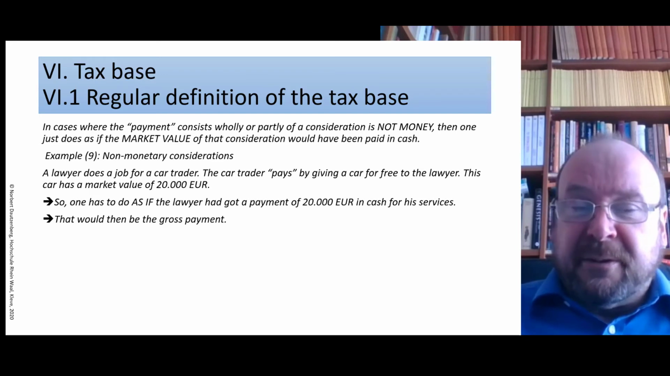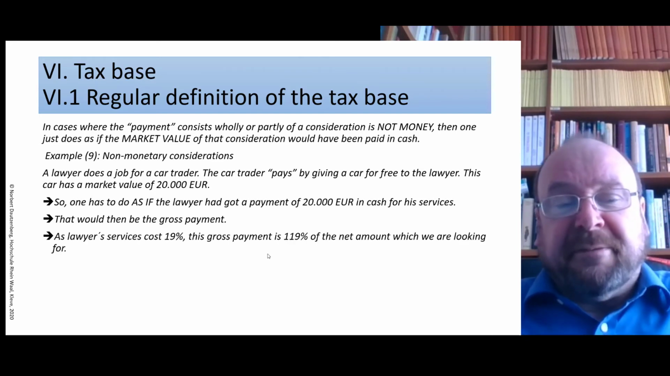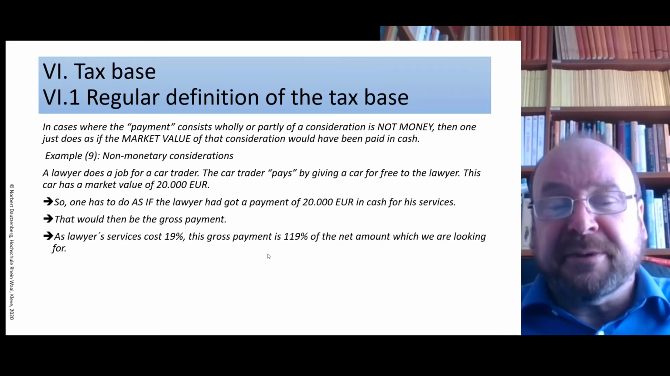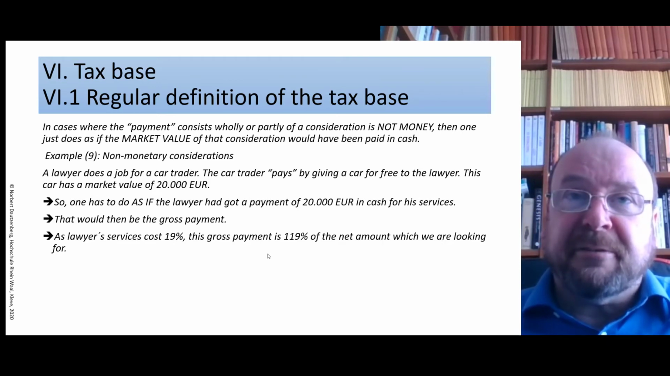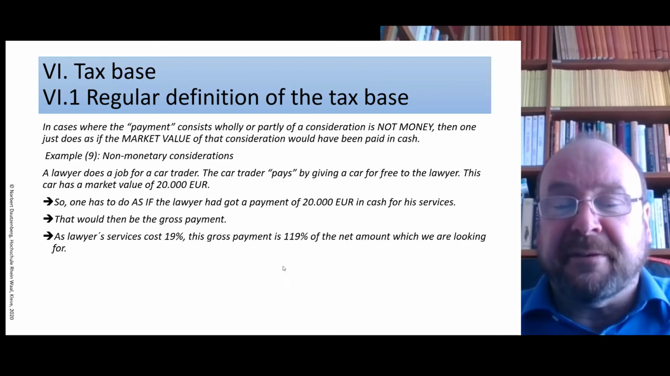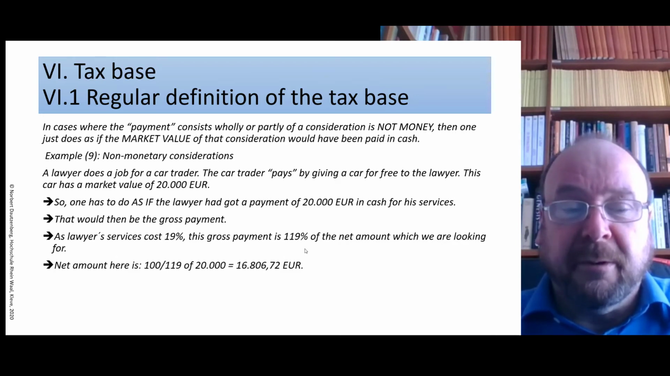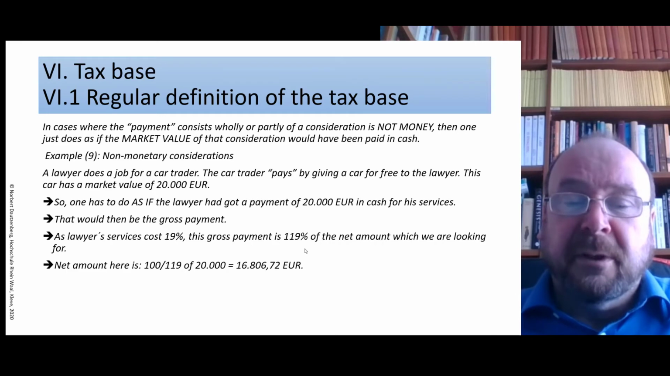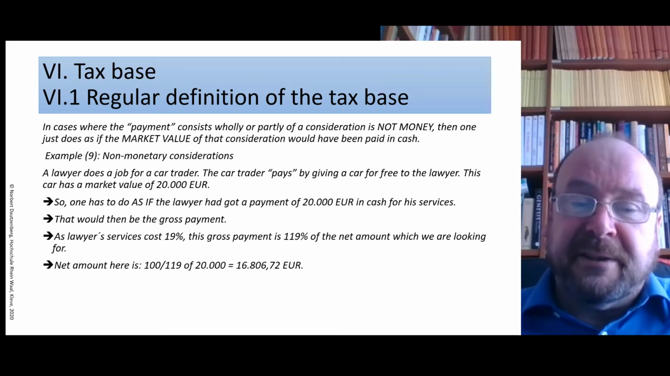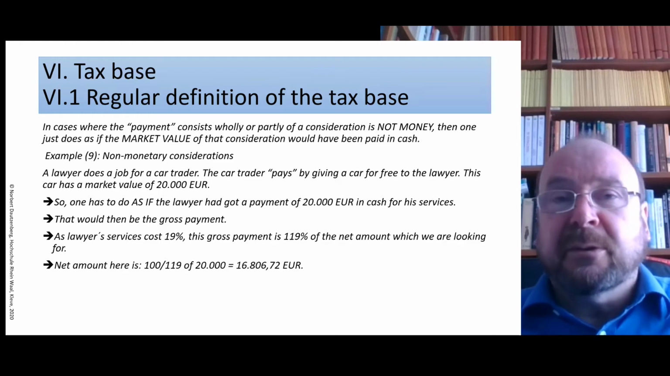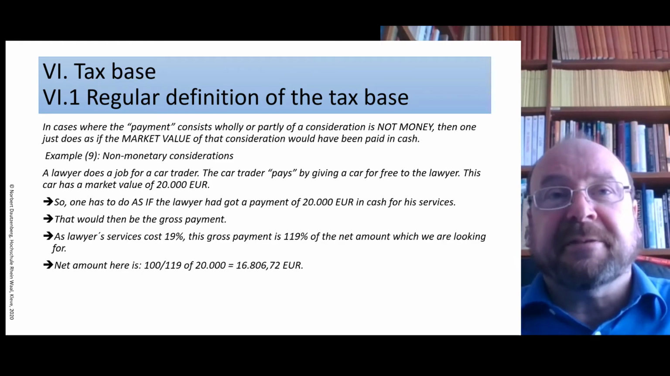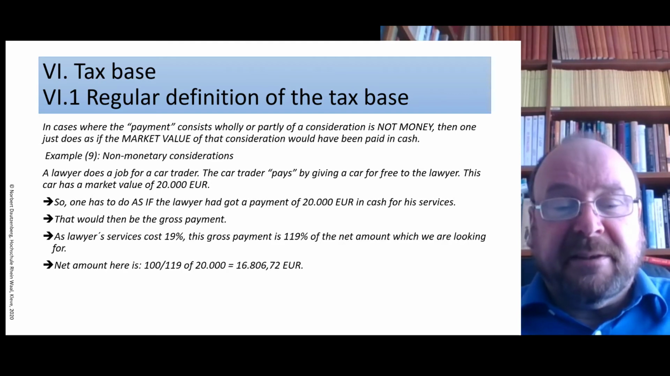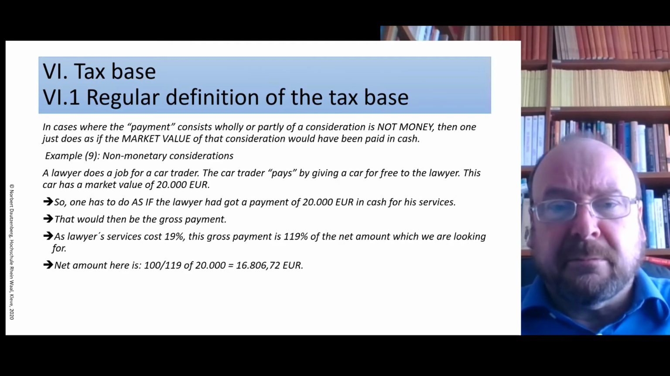So the 20,000 is the gross payment. The lawyer's services are charged with 19% VAT, so the 20,000 have to be regarded as 119% of the unknown net amount which we are looking for. The net amount shall then be 16,806.72, and the remaining difference is value-added tax. So our lawyer, who gets a car in return for his services, has to pay a VAT amount of approximately 3,100 and some euros for having rendered that service.